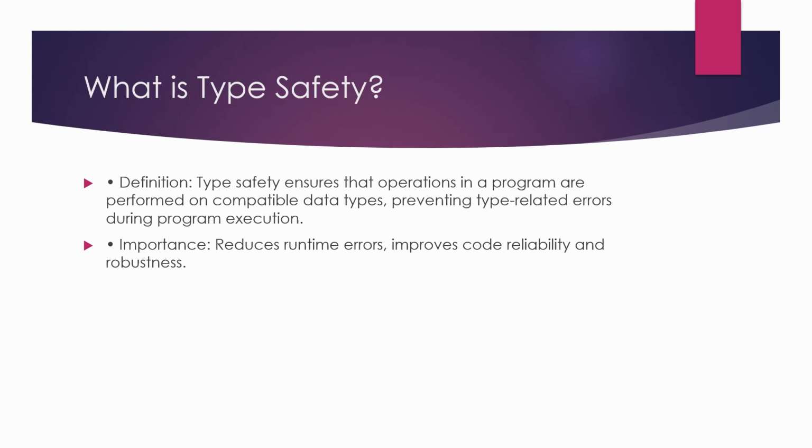Let's begin by defining what we mean by type safety. Type safety refers to ensuring that operations in a program are performed on compatible data types. In simpler terms, it prevents errors caused by mismatched data types, enhancing the robustness and reliability of the code. This is a crucial feature in many programming languages as it helps reduce runtime errors and maintain program correctness.